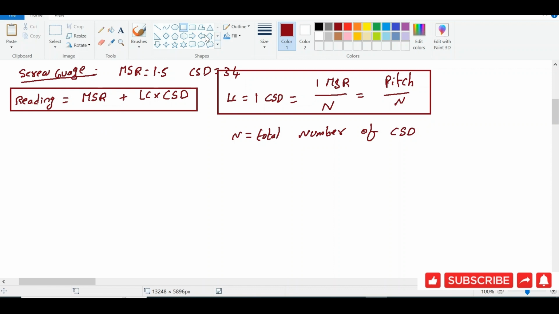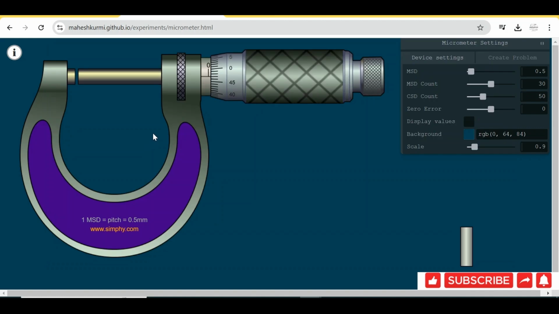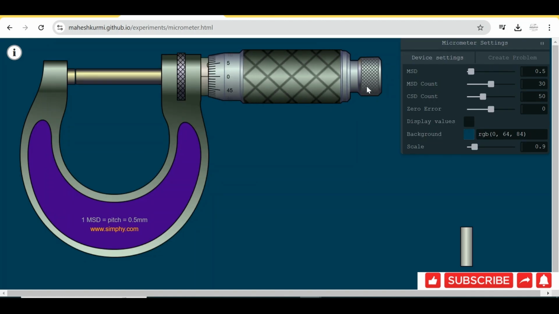Now we will include error if given. Errors you will include if errors are given in the question. There are again two types of errors we already know. Positive zero error. So here when will you get positive zero error? Positive zero error means you should see zero errors you can include. So this is without error.